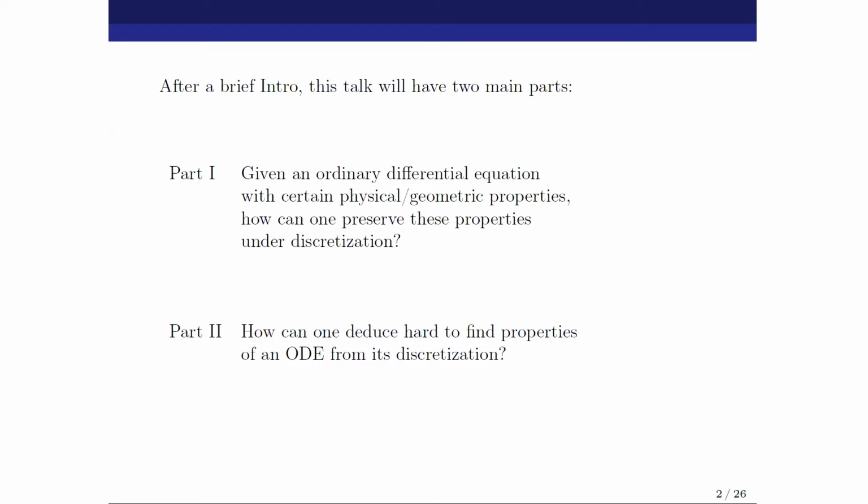And in the second part, we're going to be talking about opposites. If you have an ODE and you have discretized it in the proper way, so properly to be defined in the talk, then how can you find properties of the differential equation from its discretization? It turns out that sometimes it's easier to first discretize and then find the properties of the discretization and then take the continuum limit in order to find the properties of the differential equation. So I'll start now with the introduction.